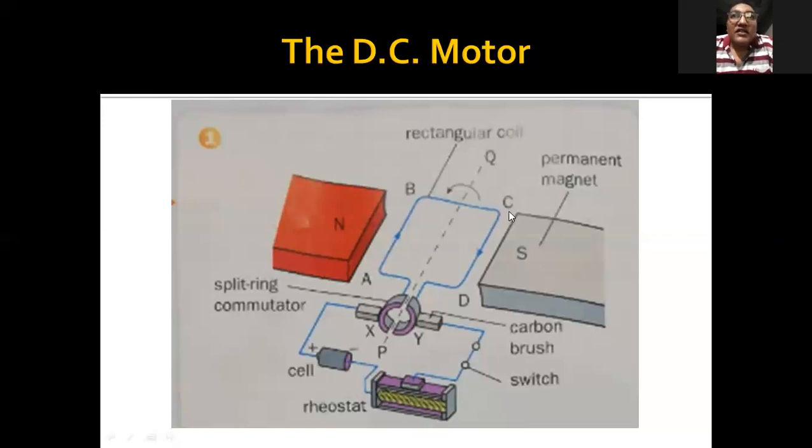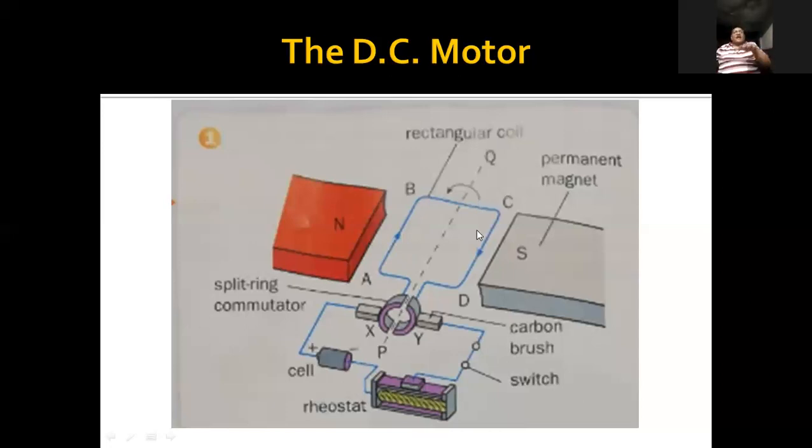Okay. Now let's talk about the CD side. It's a current carrying conductor, which is placed perpendicular to the magnetic field lines. Let's apply the left hand rule on it. The magnetic field is from north to south. Current is flowing from C to D, towards me. My thumb is pointing upward. So on CD, the force experienced will be in the upward direction. But on AB, the force experienced is in the downward direction.